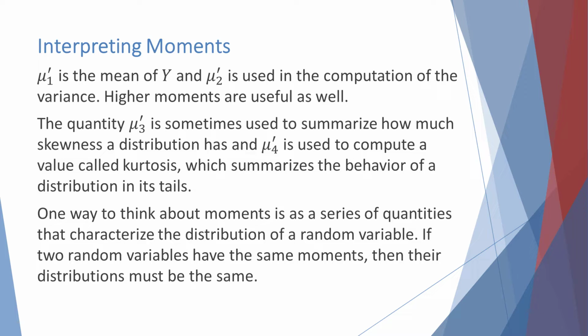Now, one way to think about moments is a series of quantities that characterize the distribution of a random variable. Think about if two random variables have the same first moments, then they have the same mean. And if two random variables have the same second moments, then they also have the same variance. And we can continue this thinking with higher moments. So it makes sense that if two random variables have the same moments, then their distributions must be the same.